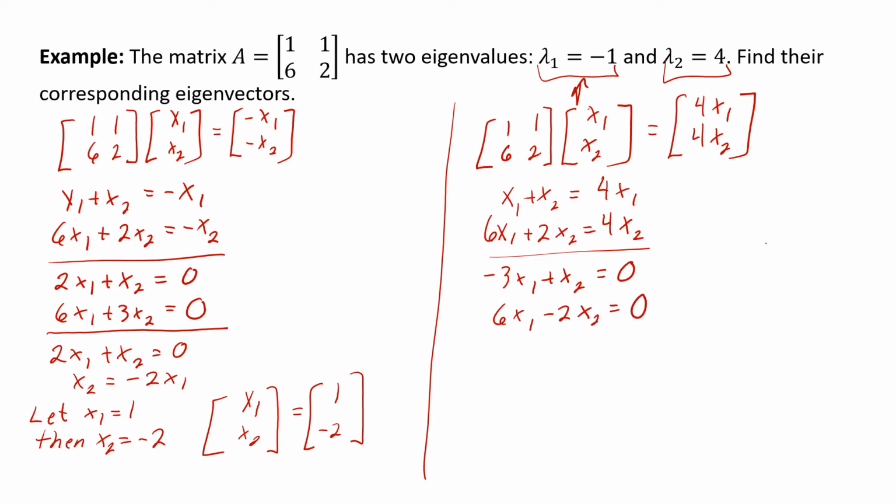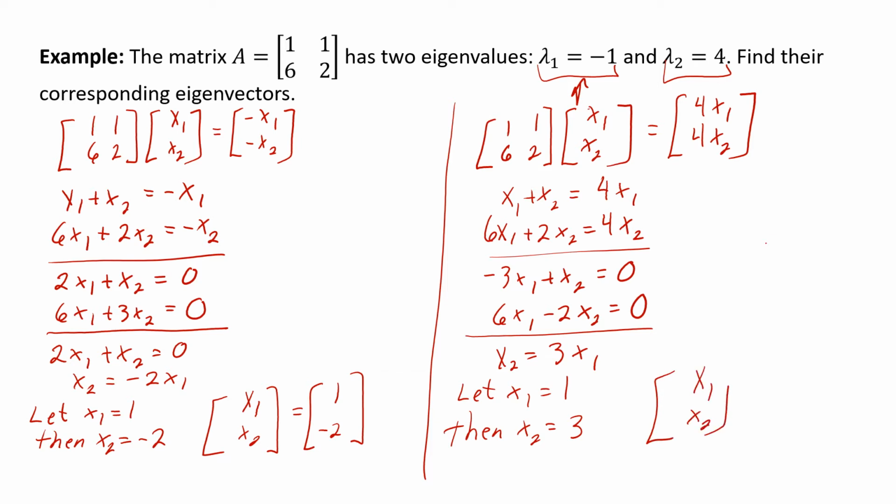Note again, one of these equations is a multiple of the other. This is something that's going to be important. So we can take that first equation again, and we get that x2 is equal to 3 times x1. So we can say let x1 equal 1, then x2 equals 3. So we have that x1, x2 is equal to 1, 3. And there is an eigenvector for the eigenvalue of 4.